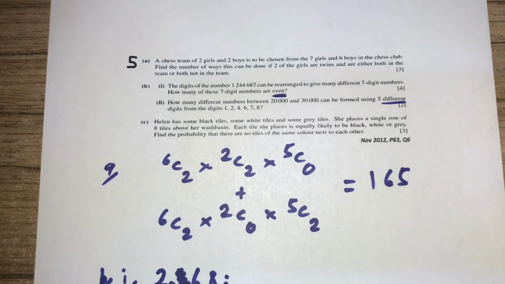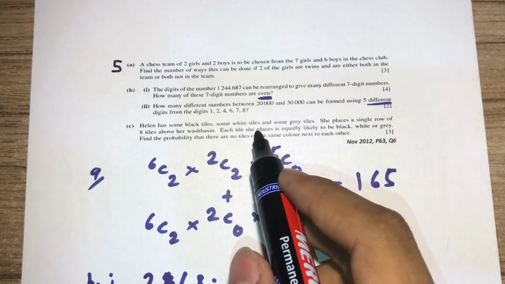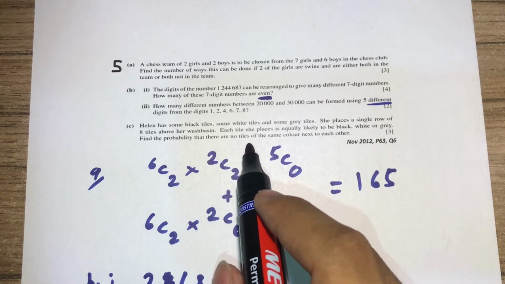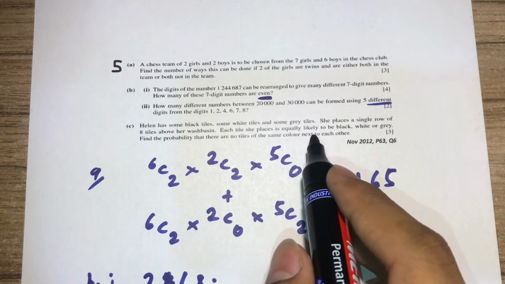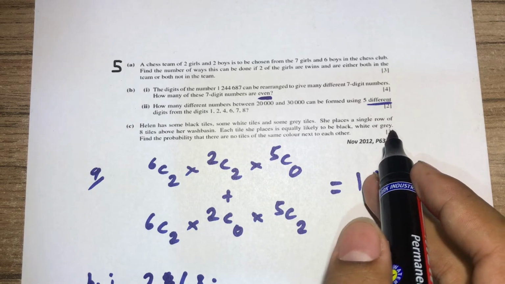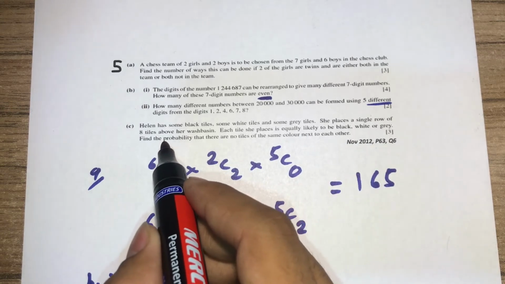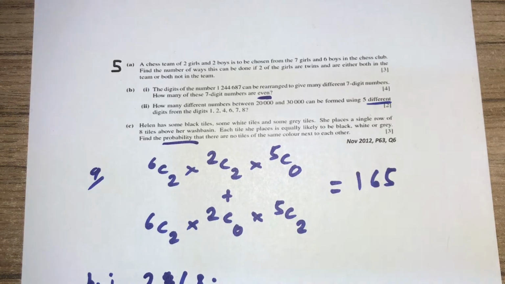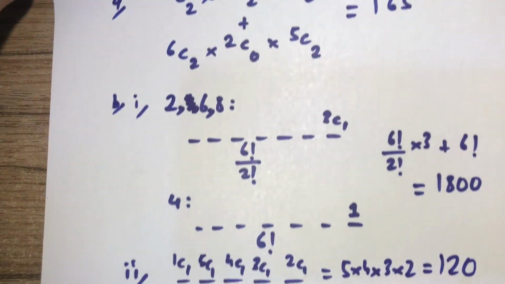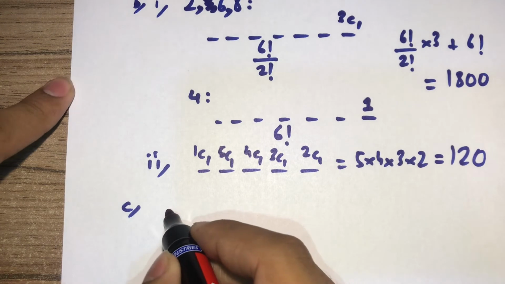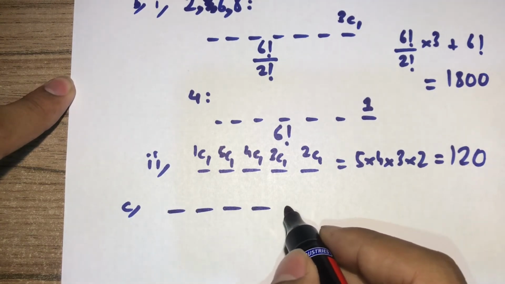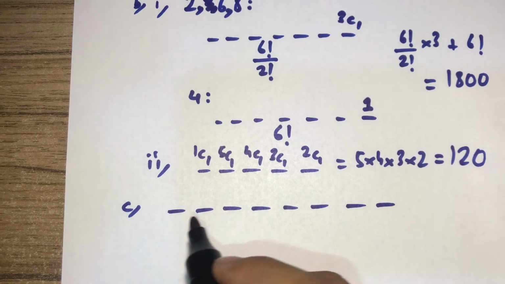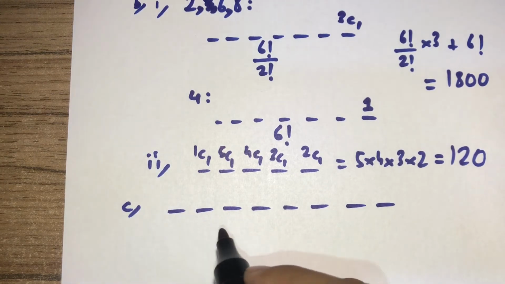In the last part, Helen has some black tiles, some white tiles and some grey tiles. She places a single row of 8 tiles above her wash basin. Each tile she places is equally likely to be black, white or grey. Find the probability. Okay, so they're asking for the probability that there are no tiles of the same color next to each other. So there has to be a line of 8 tiles and no 2 tiles next to each other should be the same color.